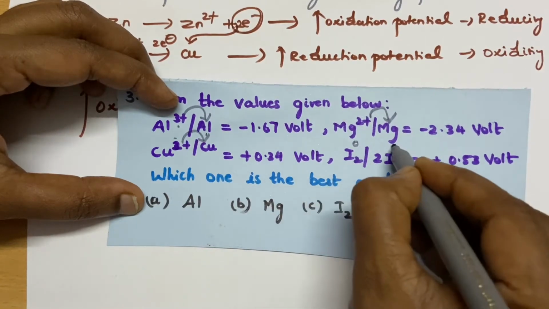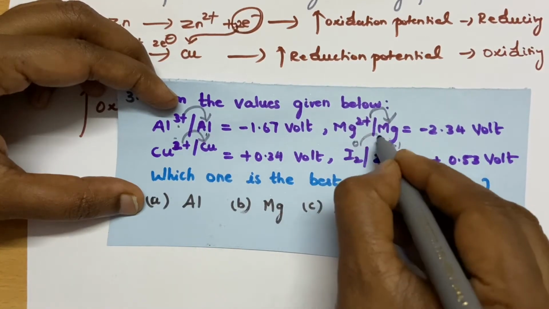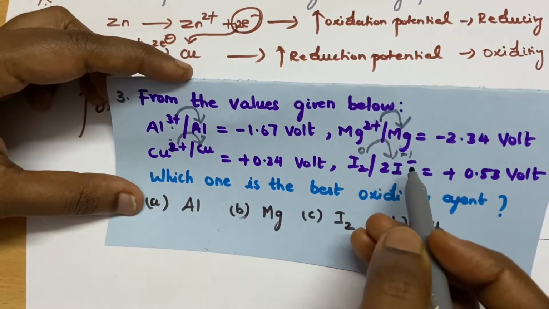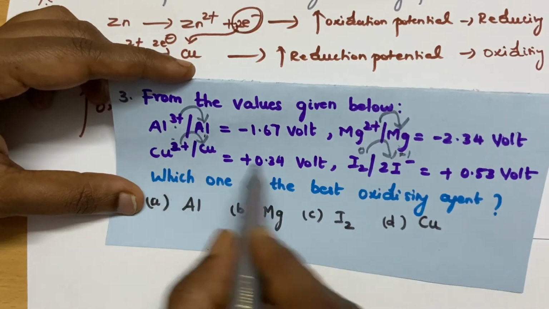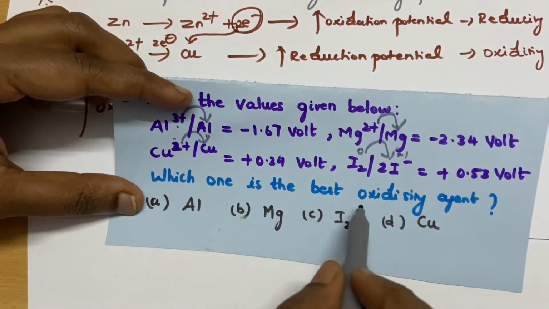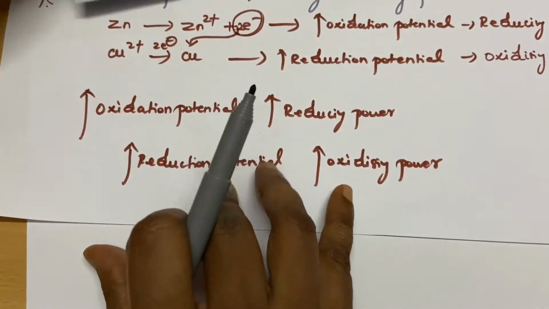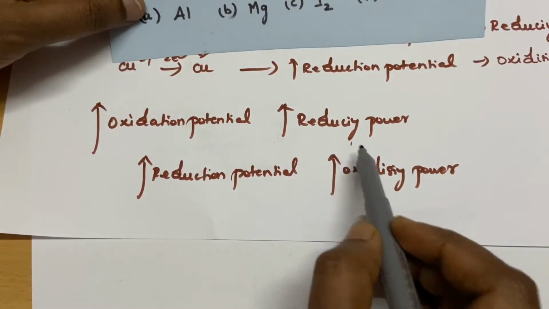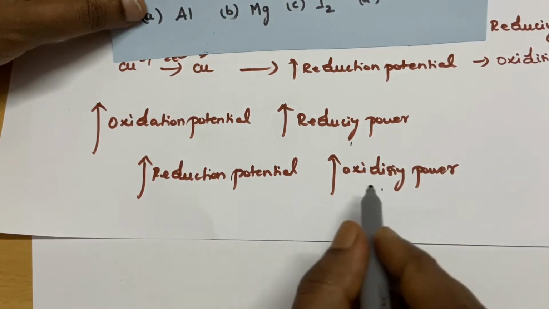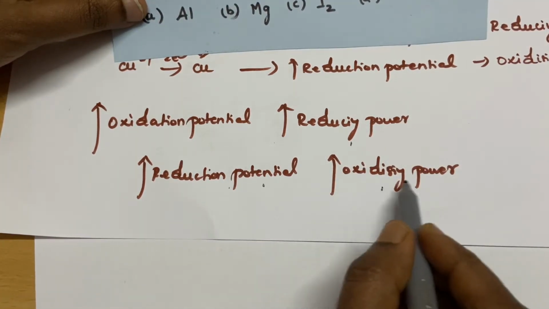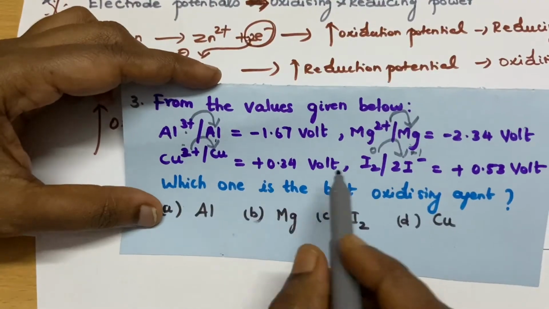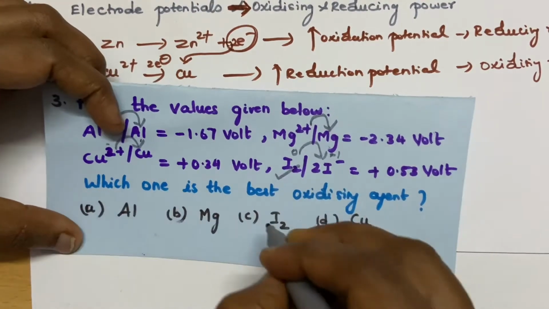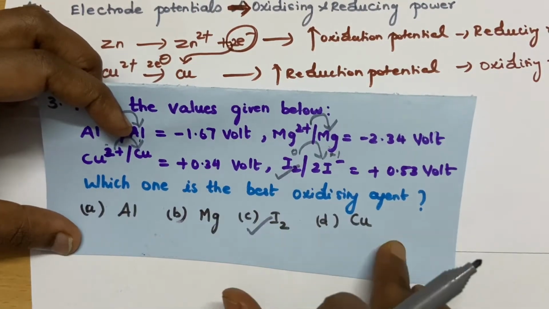So here 0 to -1, so here also it has reduced. 0 to -1 is a reduction. Okay, so they have given the reduction potentials of aluminium, magnesium, copper and iodine. They are asking which is the very best oxidizing reagent. So what is the trick we have to use, students, to find out the oxidizing power? The higher the reduction potential, the greater will be the oxidizing power. So which is having the highest reduction potential? Your iodine. So your iodine is the best oxidizing agent.